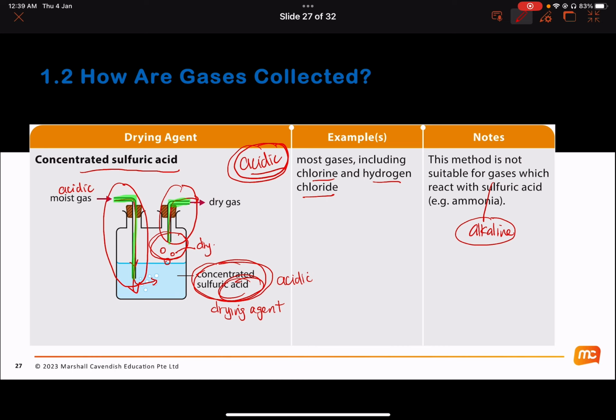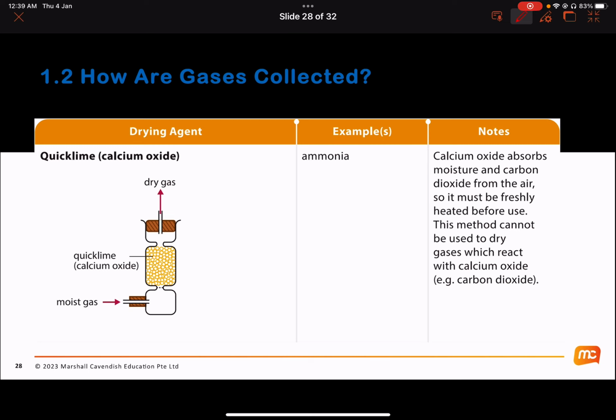Next, the next drying agent is called calcium oxide. A little bit of background about calcium oxide: it is actually alkaline in nature. So it will be very good for drying alkaline gases. Top number 1 will be ammonia. It's very good for drying alkaline gases.